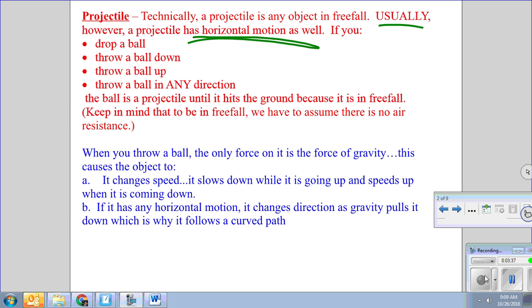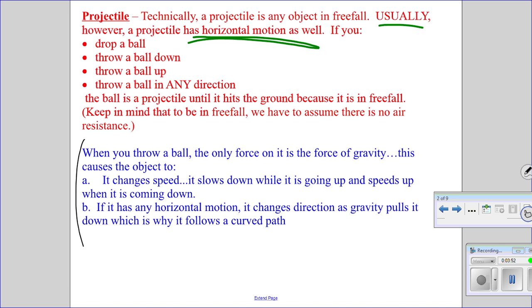All right, so is everybody good with that? To summarize, an object is a projectile anytime you throw it in any direction, after you let go of it, and until it hits the ground. And because its velocity is changing, it's accelerating. On the way up, it slows down. On the way down, it speeds up. And the entire time, it's changing direction. Everybody good? All right. Can I click ahead, or are a couple people still writing?